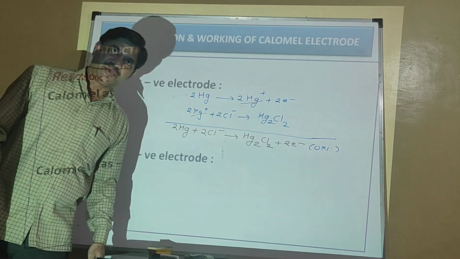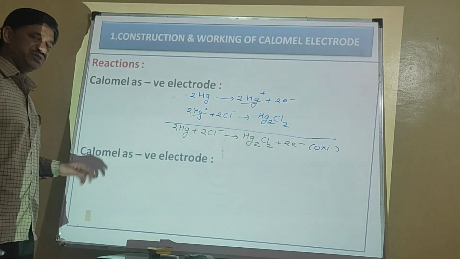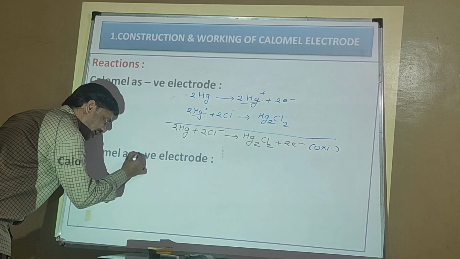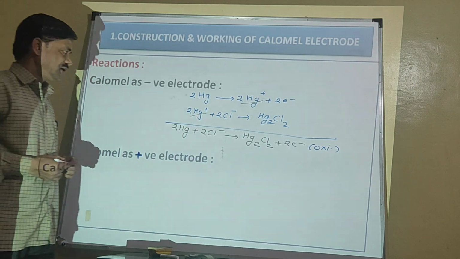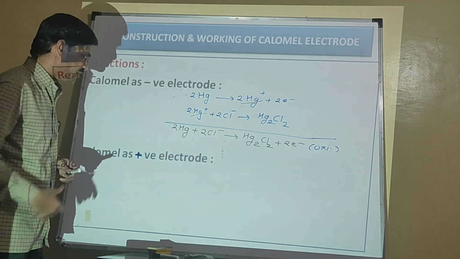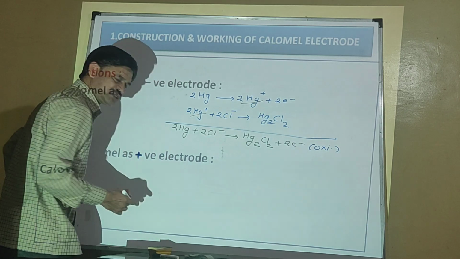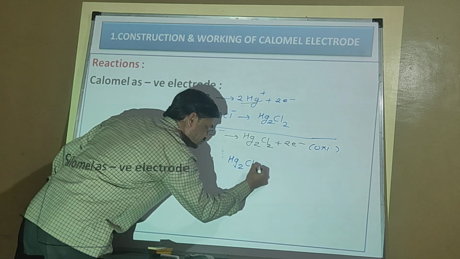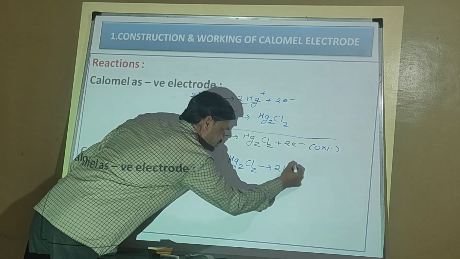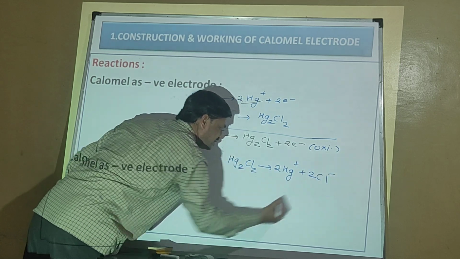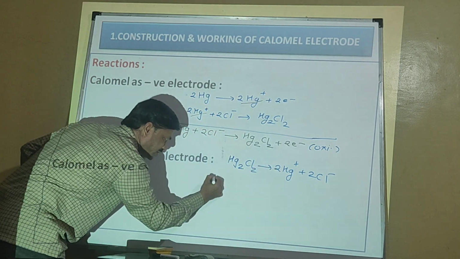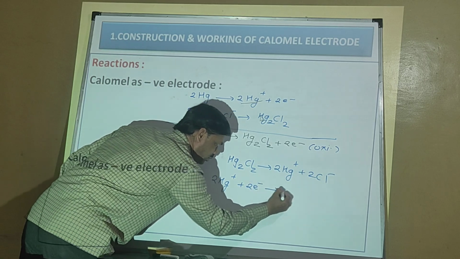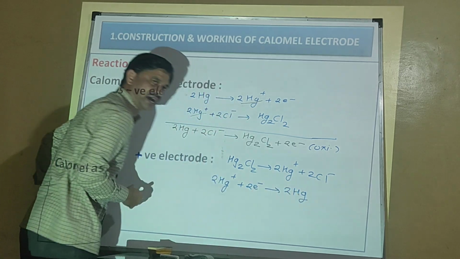Now tell me, what happens when calomel acts as positive electrode instead of negative? Here, what you have to consider? Calomel acts as positive electrode. Then all these reactions get exactly reversed. So tell me the first case. When it acts as positive electrode, what happens? This Hg2Cl2 splits as 2 Hg plus and 2 Cl minus. Then these 2 Hg plus ions accept 2 electrons to form 2 mercury atoms.